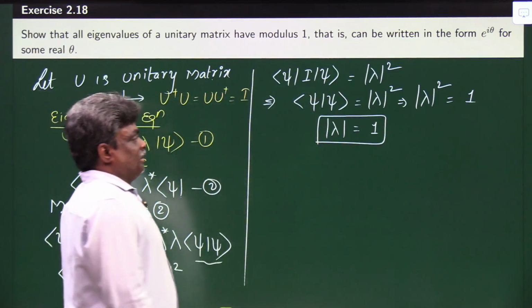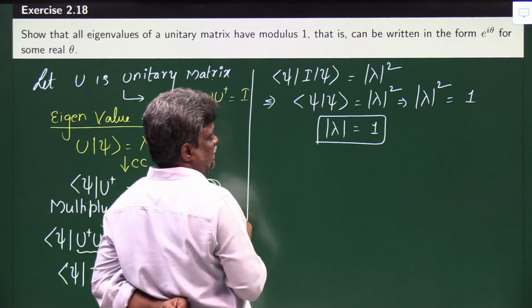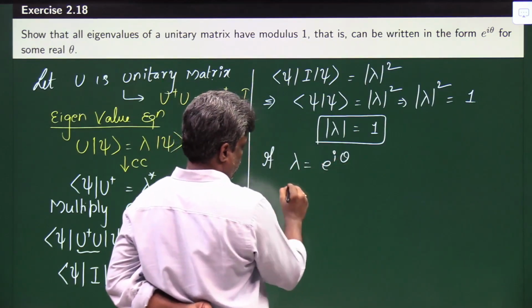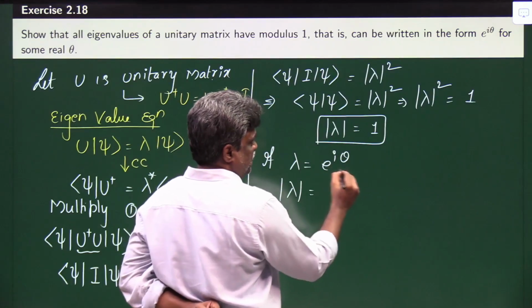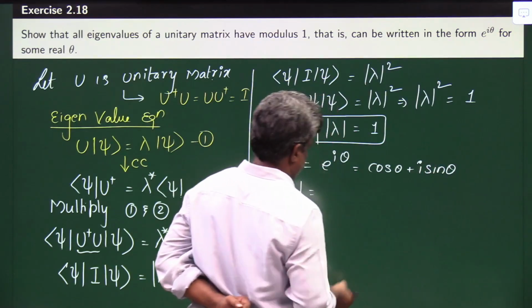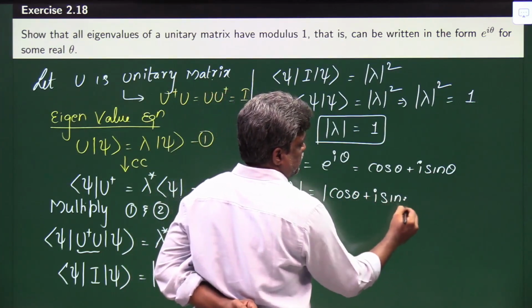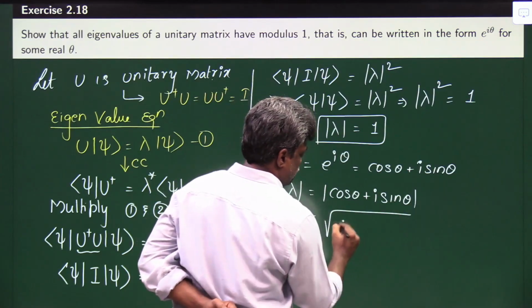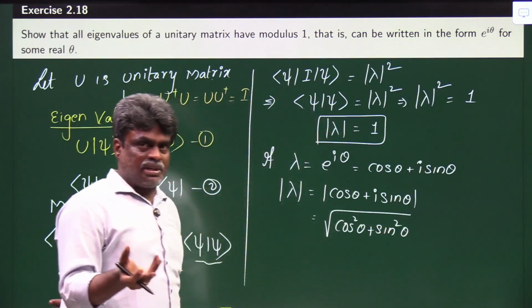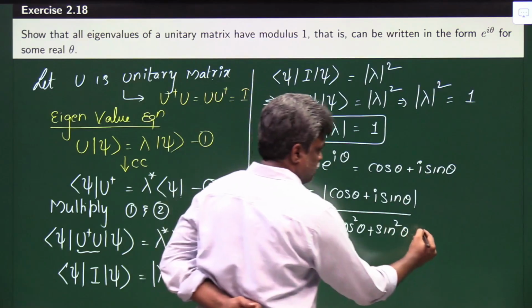That's it. The next one, what they are asking, should be written in the form of e raised to i theta. Let us suppose lambda is equal to e raised to i theta, and if I take the modulus, e raised to i theta is nothing but cos theta plus iota sine theta. The modulus is under root cos square theta plus sine square theta, because if the complex number z is equal to a plus iota b, then mod z is under root a square plus b square, which is equal to 1.